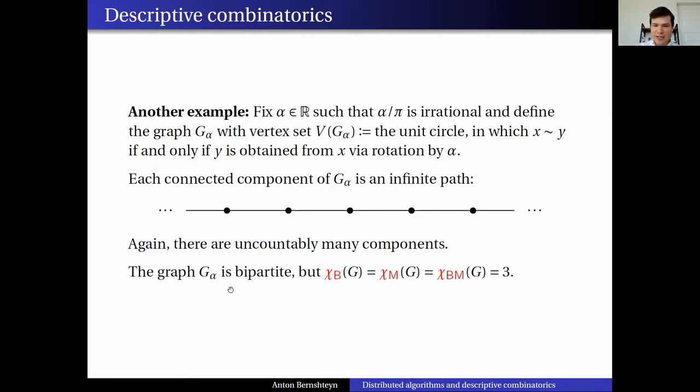Again, this graph is also bipartite, like the graph in our previous example. It's easy to color a path with two colors, and there are no cycles in this graph. So it's again bipartite, but again, there is no Borel or measurable or Baire measurable coloring. And it turns out that the Borel chromatic number, measurable chromatic number, and Baire measurable chromatic number of this graph are all equal to 3. In the previous example, the graph was bipartite, but the Borel, measurable and Baire measurable chromatic numbers were uncountable. In this case, they're still finite, but they're equal to 3, not 2.